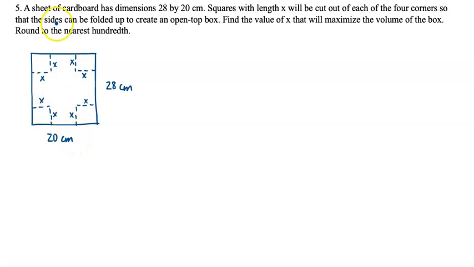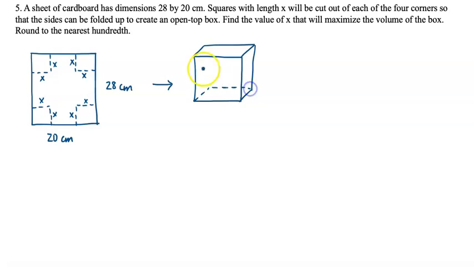Okay, these are going to ultimately be folded up to create an open top box. So let's see what this might look like. When I cut out these squares of length x by x and fold up the sides, I get something that looks like this, an open top box. I want to find the value of x that will maximize the volume of the box. I want to round to the nearest hundredth.